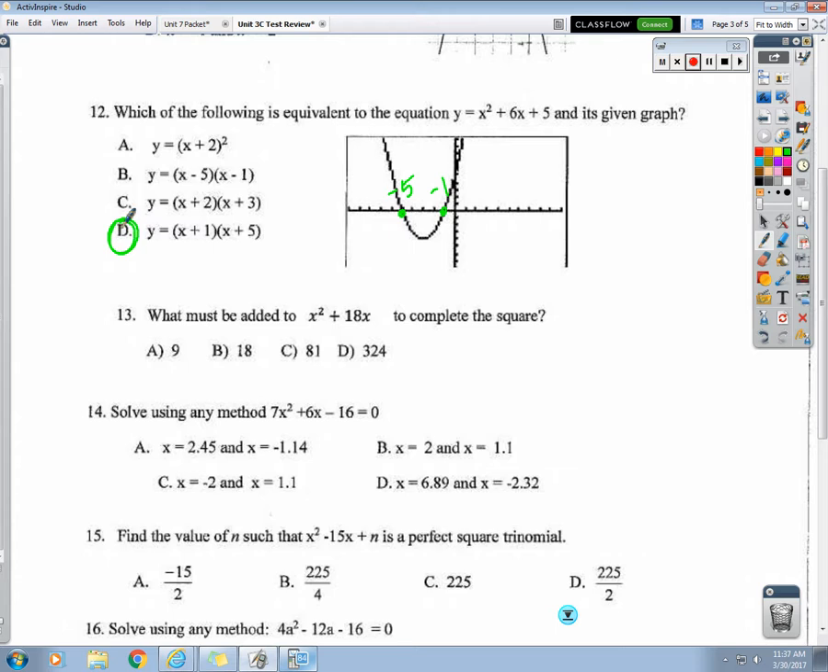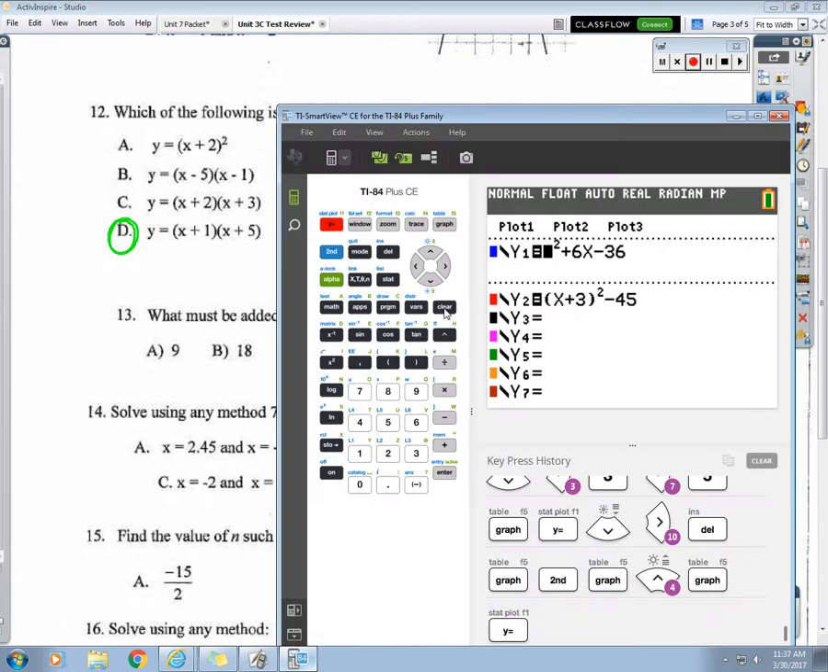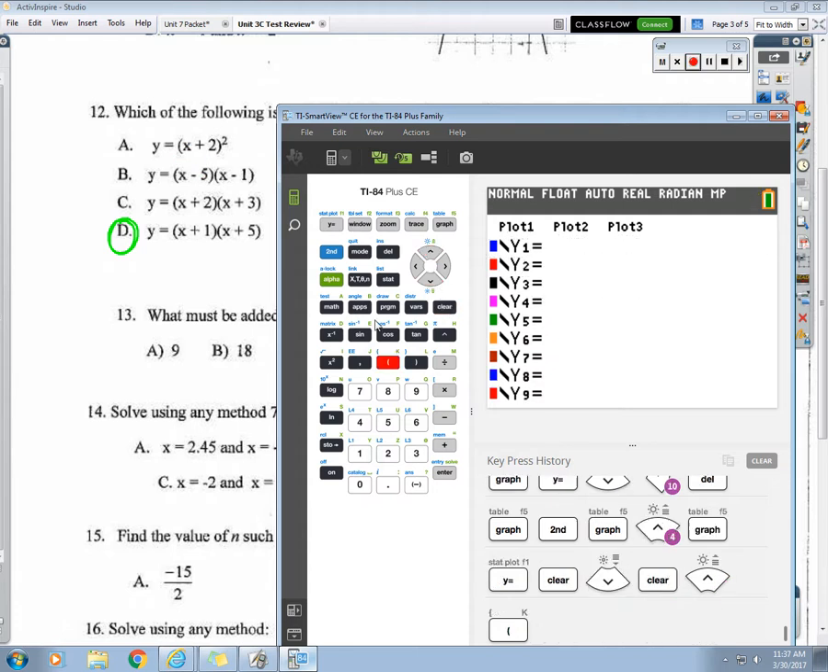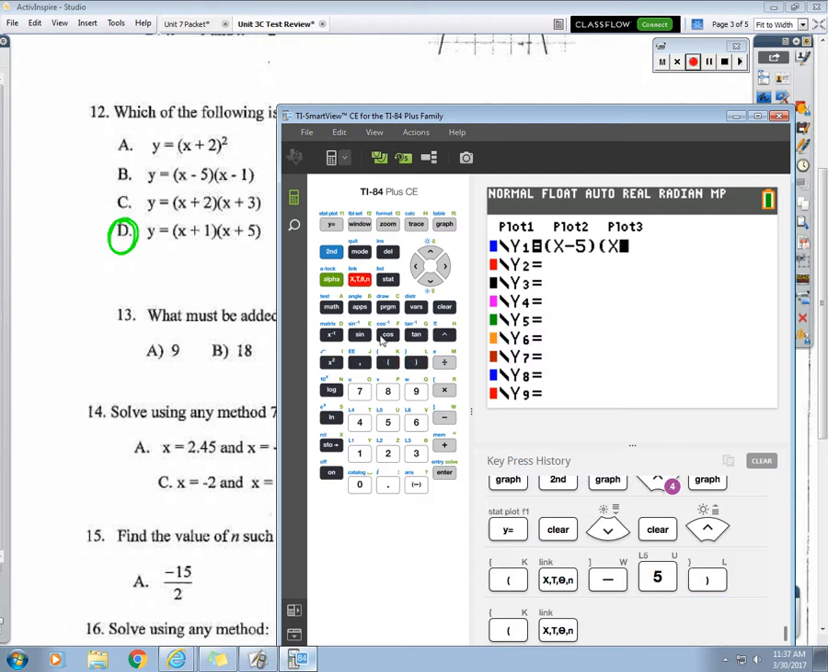So what's the answer? D. Now, if you're debating between B and D, like if you can't remember what the sign should be, what could you do? Couldn't you graph B and D and see which one produces this one? Okay, look. Y equals, first I'll graph B. X minus 5, x minus 1.